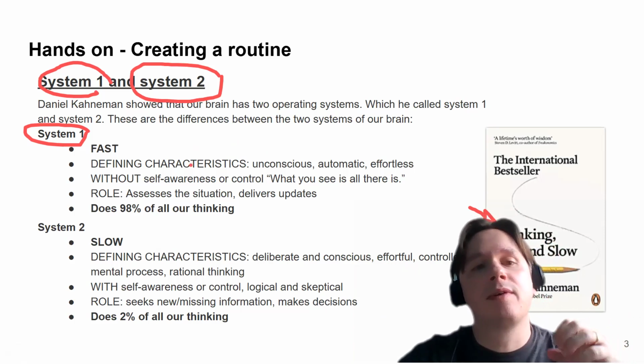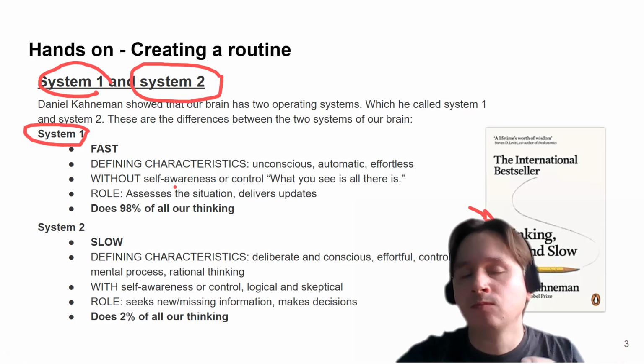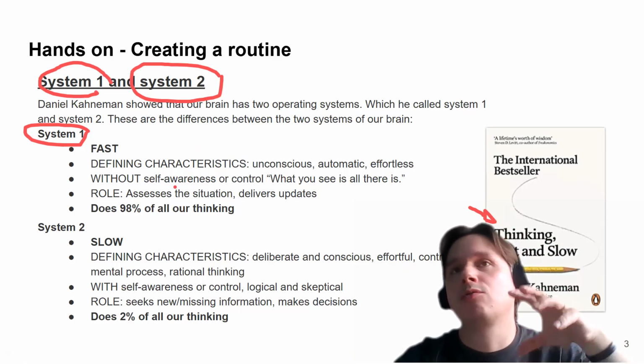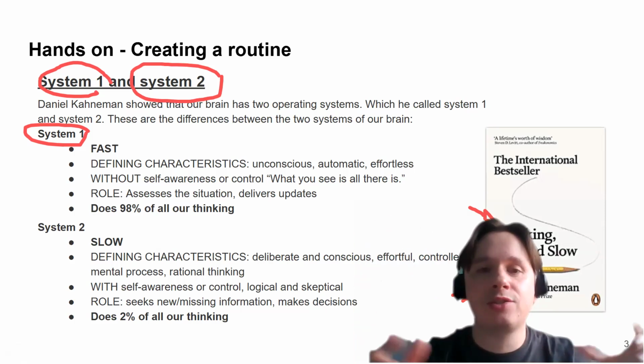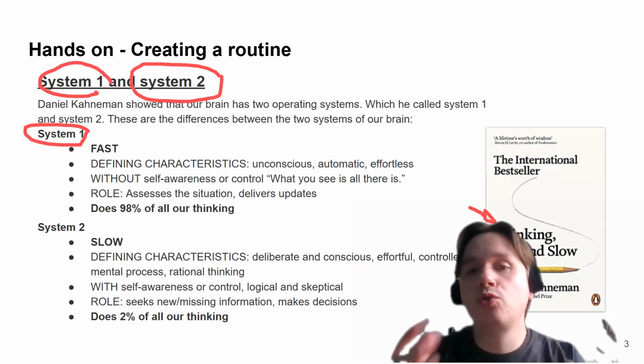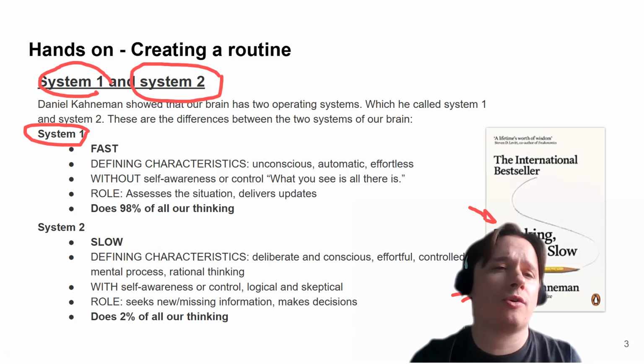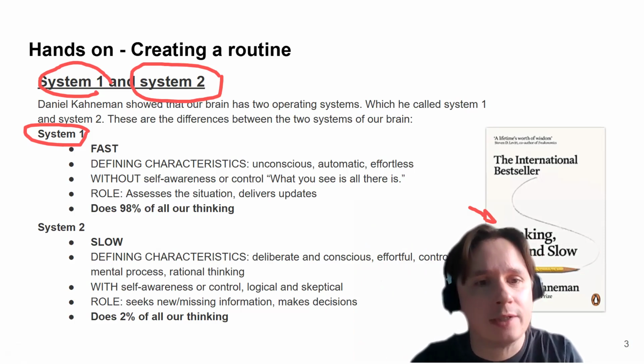It does not have self-awareness. So you can say System 1 is not thinking about emotional intelligence or complex decisions. It should be used for simple decisions and, of course, to make sure our bodies are running.